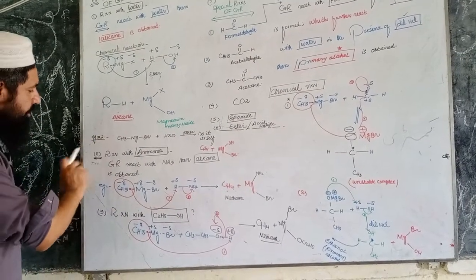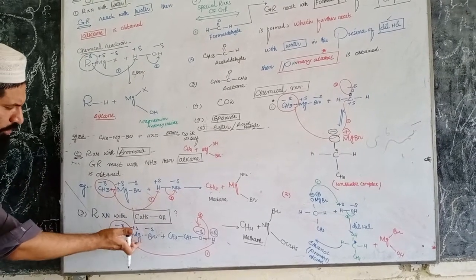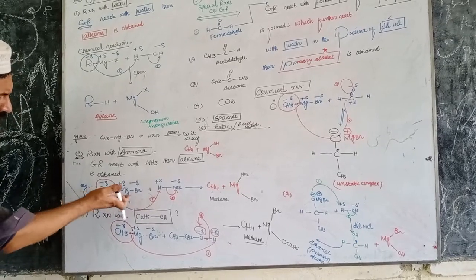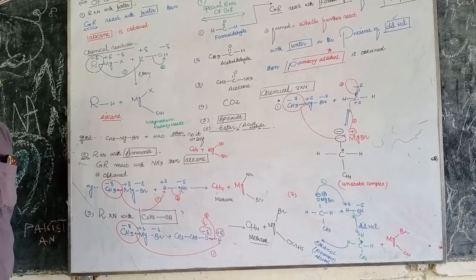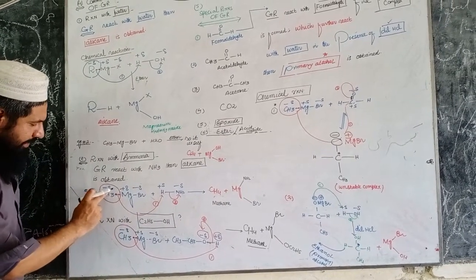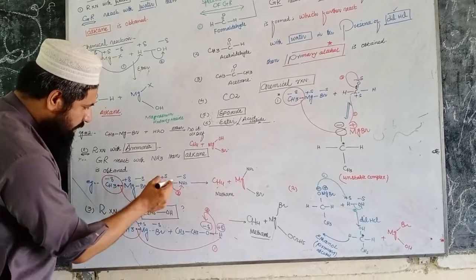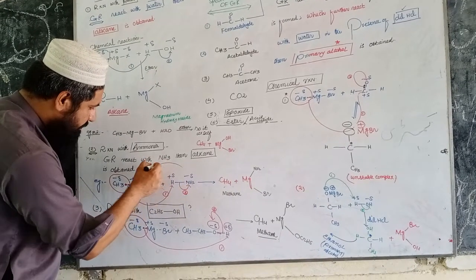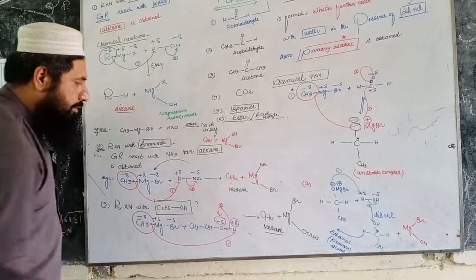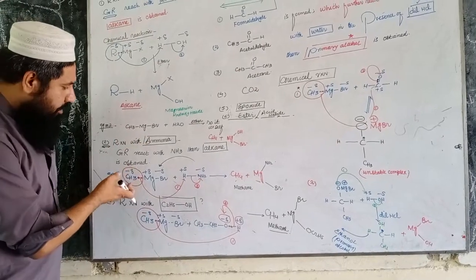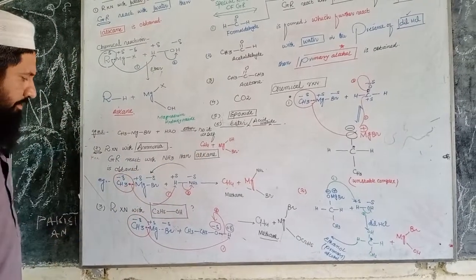Now its reaction with ammonia, the same reaction. This is your Grignard reagent, and it takes up the hydrogen from the ammonia. Look, this is the negative. When it takes it, it will form alkane, and the rest, that is NH2, comes here, and we will get MgBr NH2. That is the whole process. So when Grignard reagent reacts with ammonia, we obtain alkane and that intermediate.